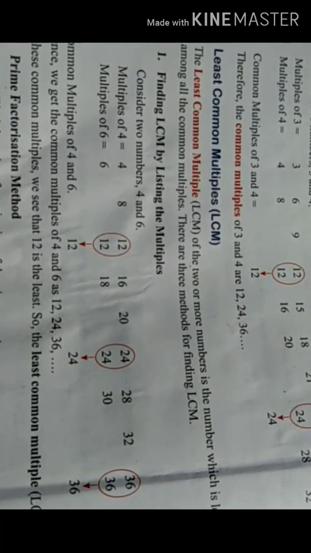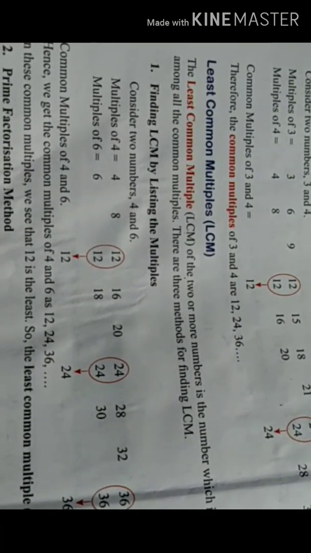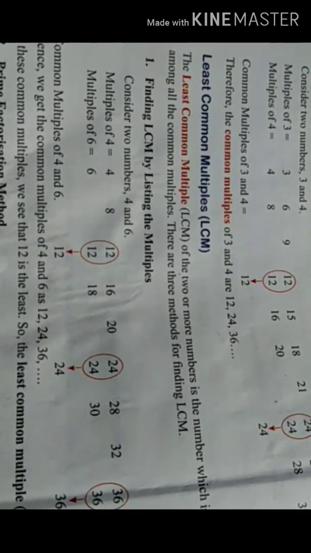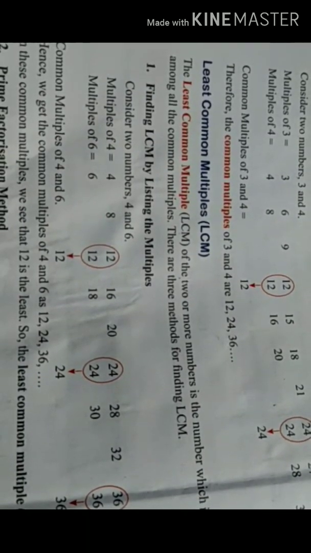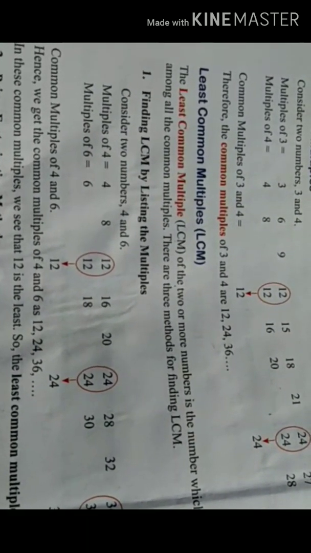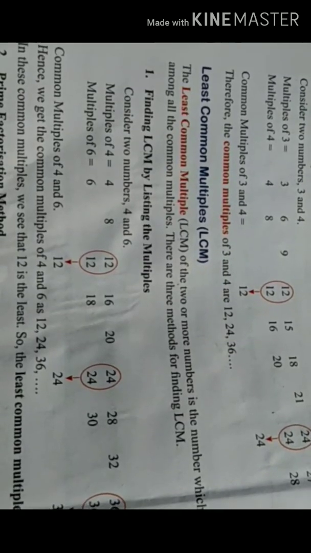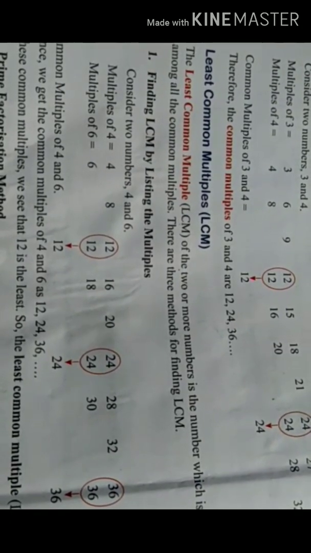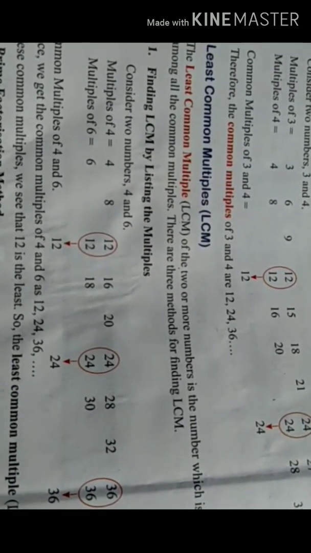Then the common multiples of 4 and 6 are 12, 24, 36 and so on. In these common multiples we see that 12 is the least. सबसे छोटा नंबर कौन सा है? छोटा कॉमन मल्टीपल कौन सा है? 12. So the least common multiple, LCM, of 4 and 6 is 12.